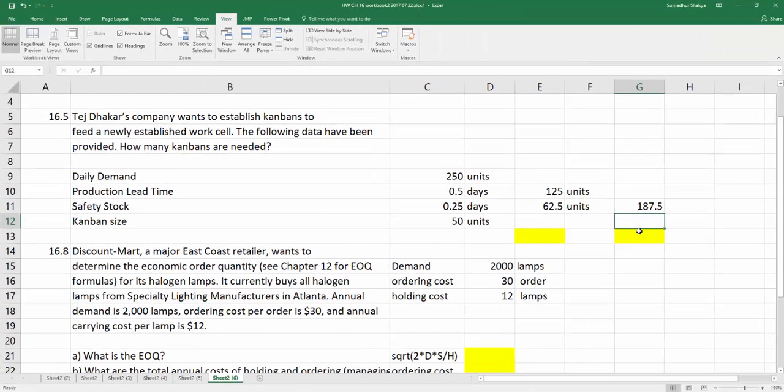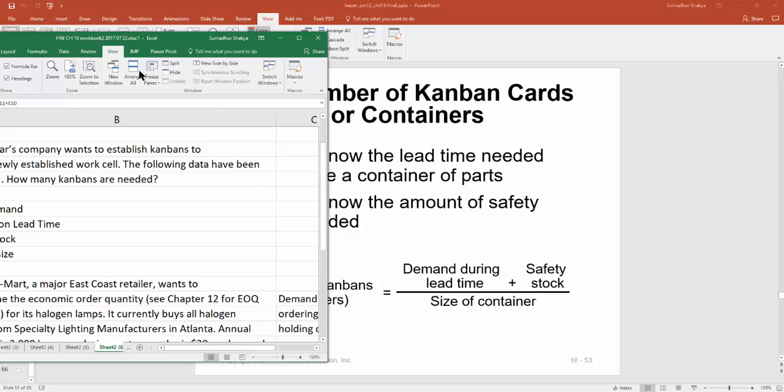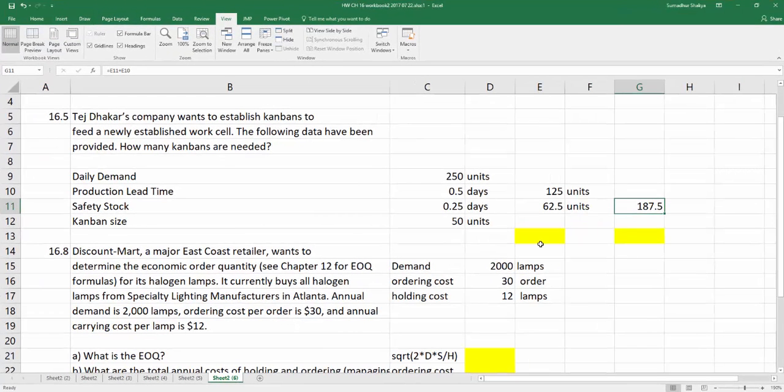Now, in order to calculate the number of kanbans, all we need to do is divide this number, 187.5, by the kanban size. It comes in batches of 50 units, so that gives us the number of kanbans we need. This equals 187.5 divided by 50. So we need about 3.75 kanbans, or in other words, 3.75 orders. But in the terminology of lean operations, it would be the number of kanbans needed.